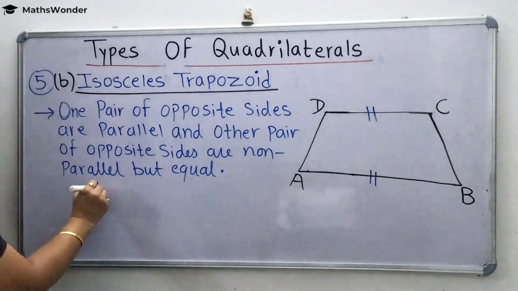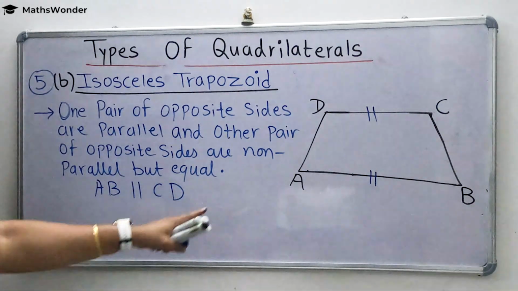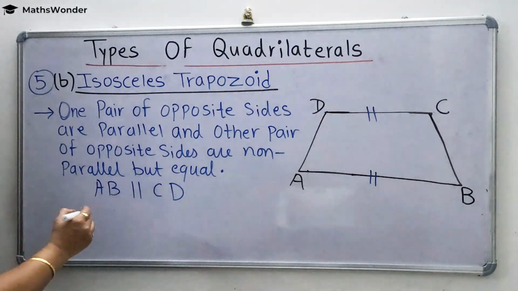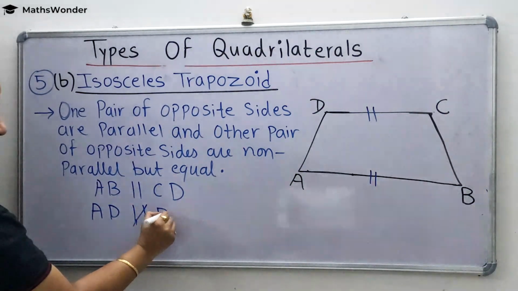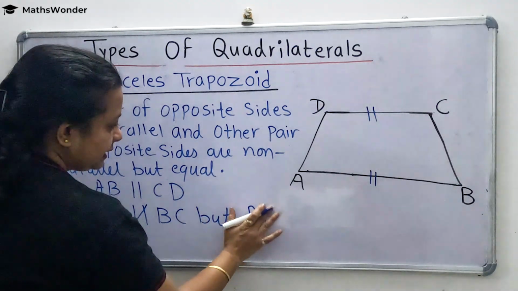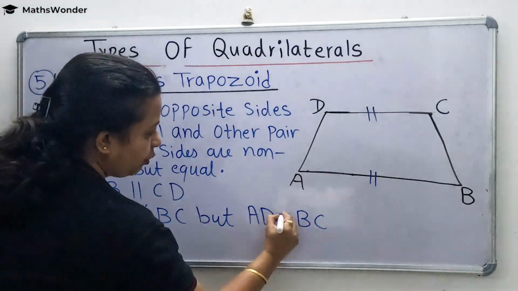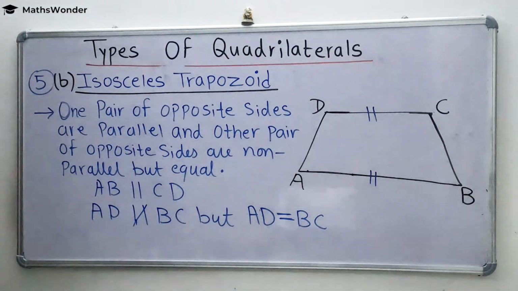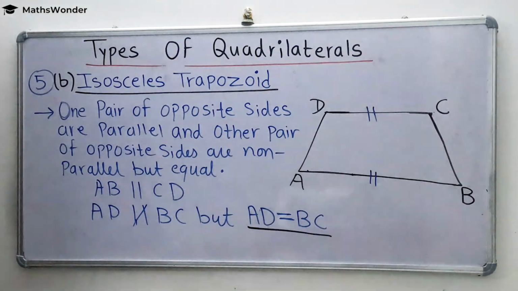So how will this be denoted? AB is parallel to CD. So one pair of opposite sides are parallel, and the other pair of opposite sides, AD is non-parallel to BC, but AD equals BC. Very important, because the name says isosceles. Isosceles means two, so two sides are equal. This is the very important part of this trapezoid.